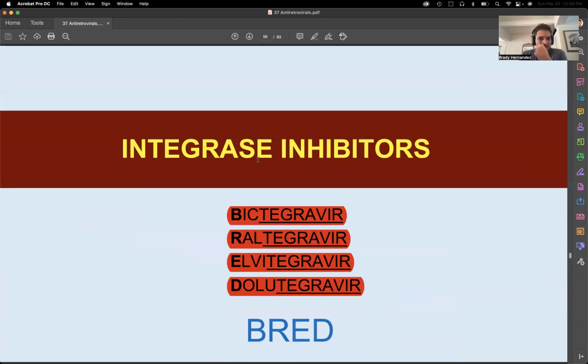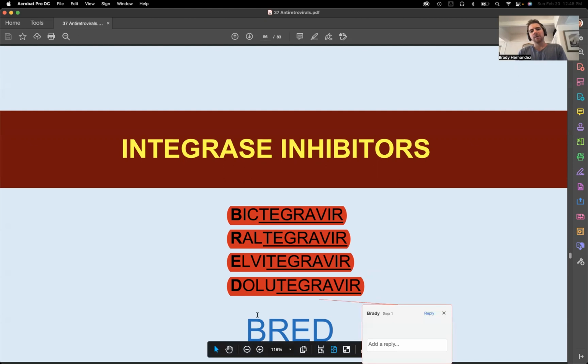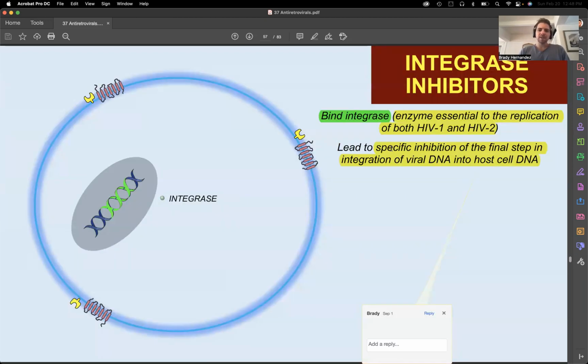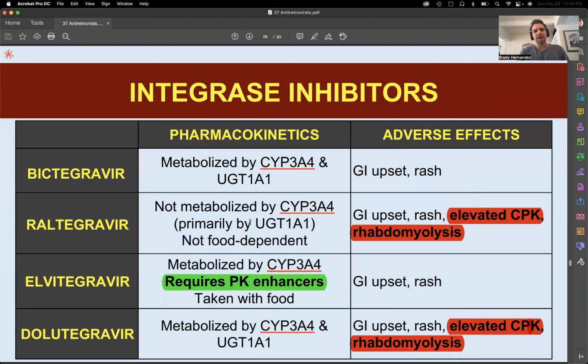All right, integrase inhibitors. Remember, the idea is that once the reverse transcriptase takes the RNA and makes it into DNA, you want to integrate that DNA into the host cell genome. So this is going to help to block that. The little mnemonic is "bread." Tegravir is the suffix there. So it's going to help to block the integration.